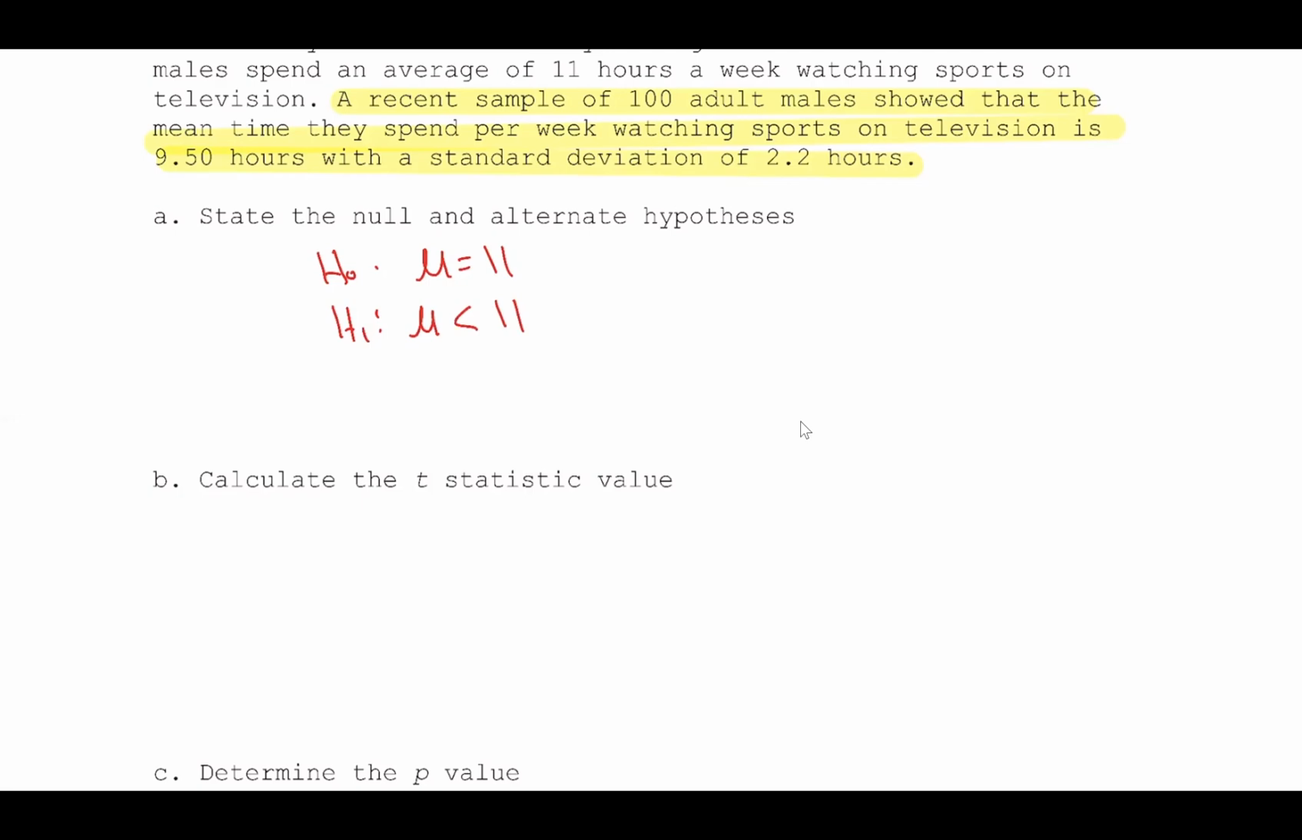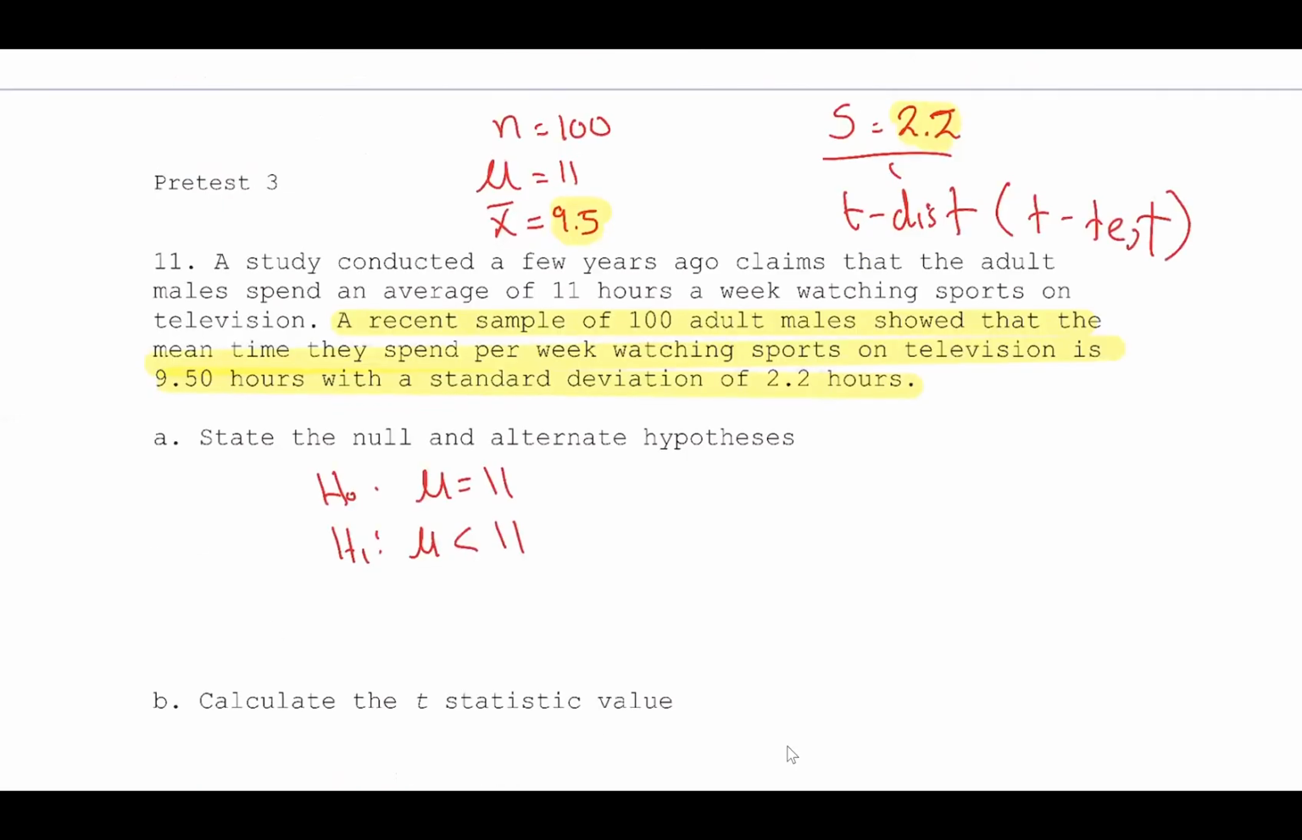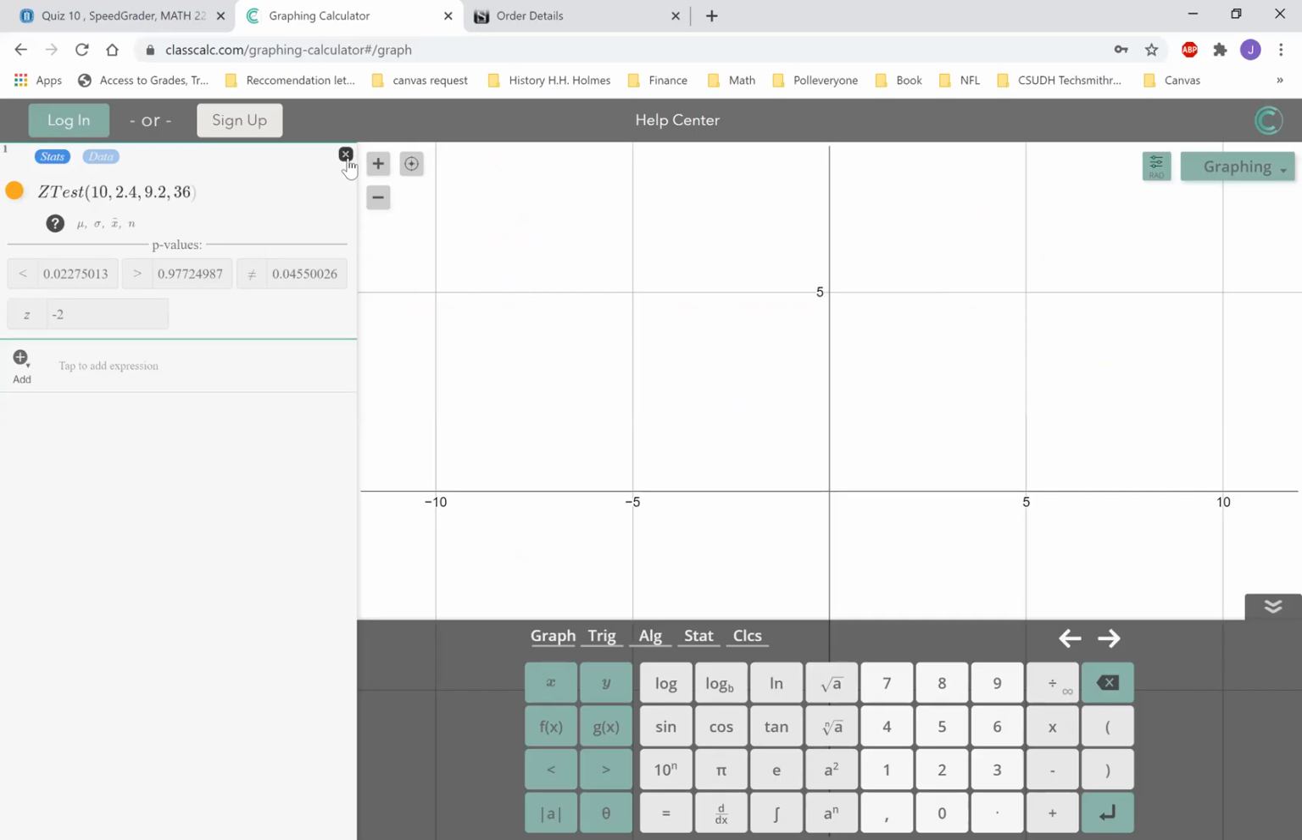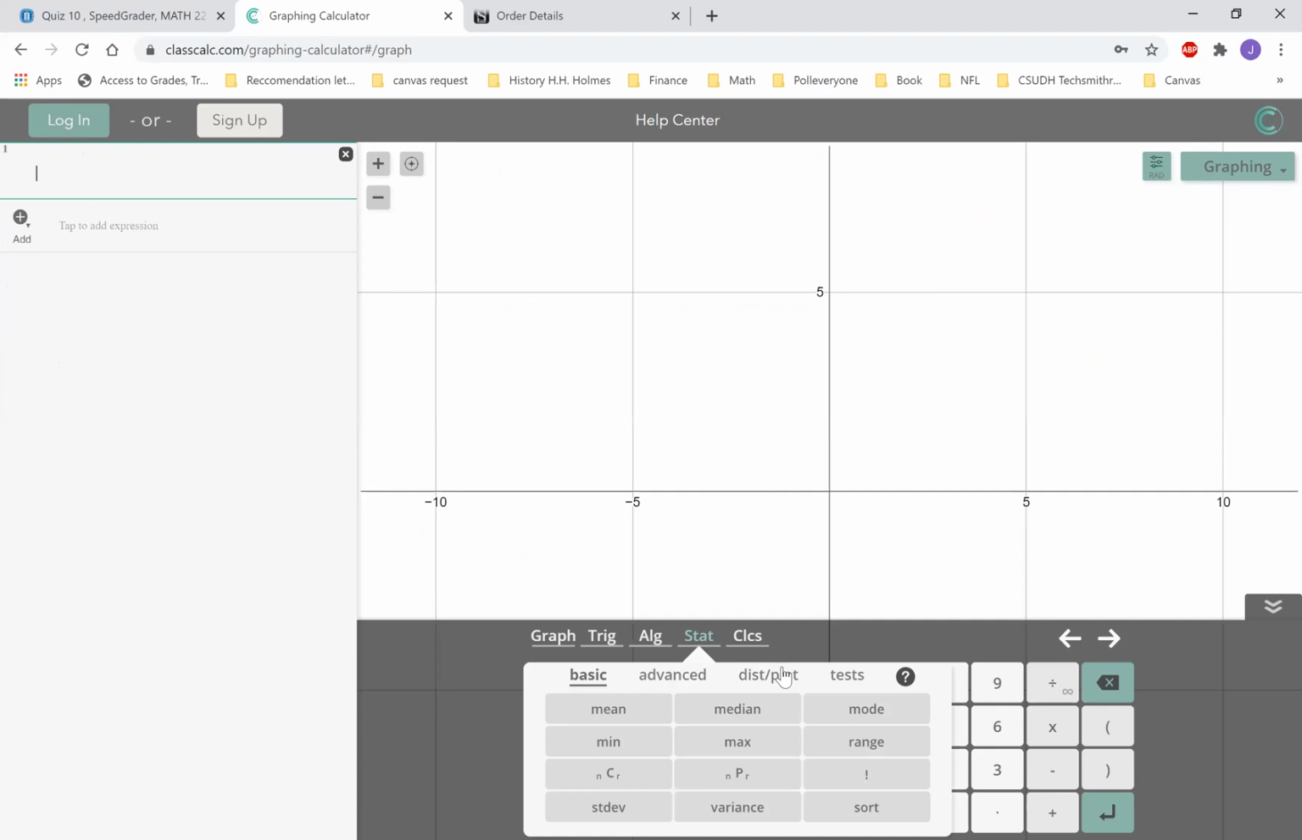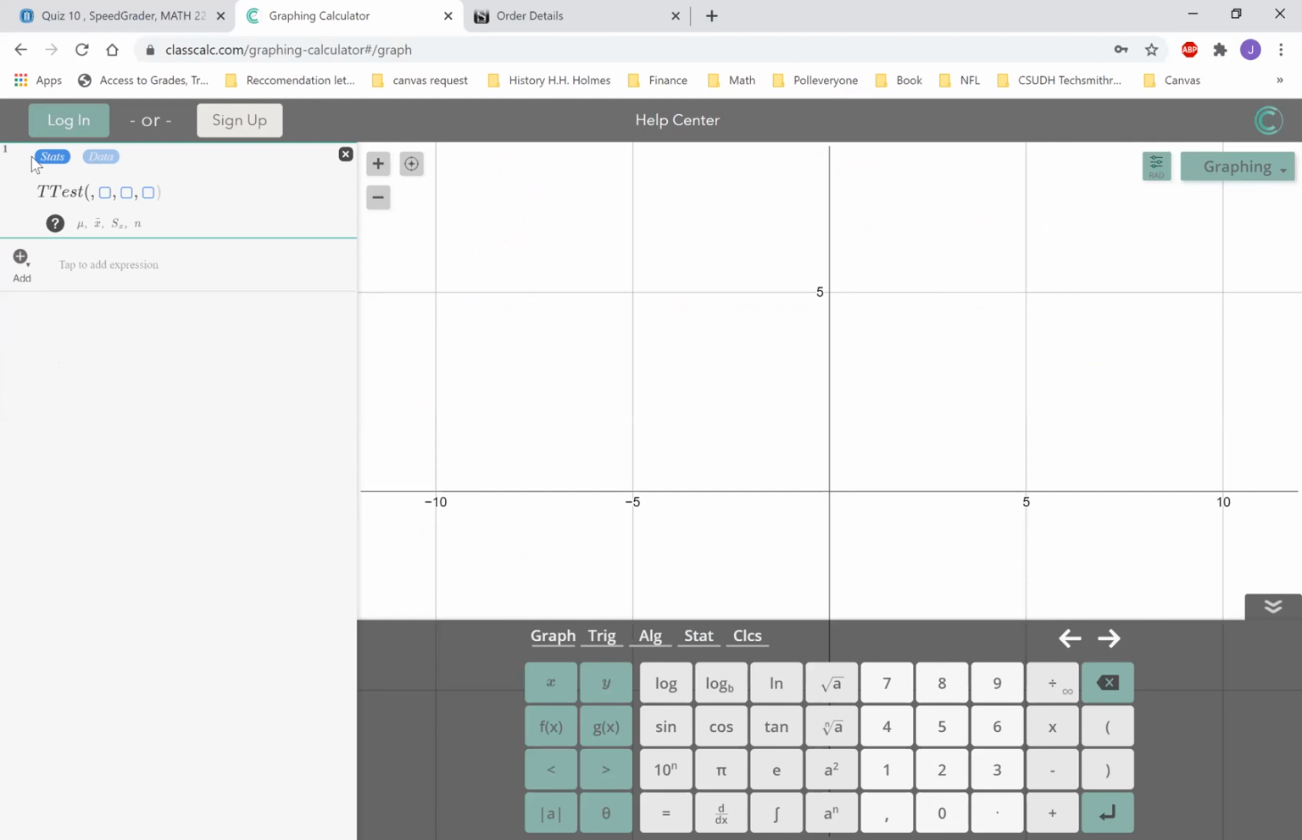All right. So now we're going to switch over to the calculator because we need to make these calculations. We're going to get the t value, but we're also going to get the p value. So let's erase this. We go to stats, we go to tests, and we go to the t-test. For the t-test, we'll say mu is 11, X bar is 9.5, S is 2.2, and lastly, N is 100.